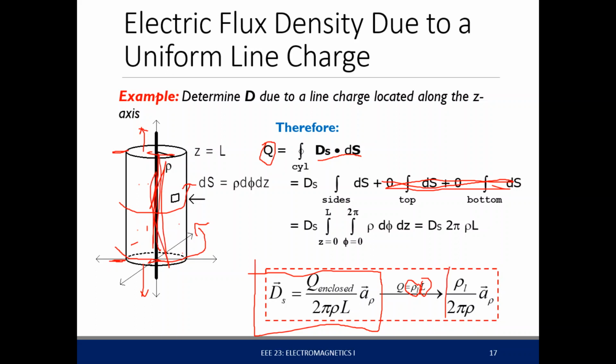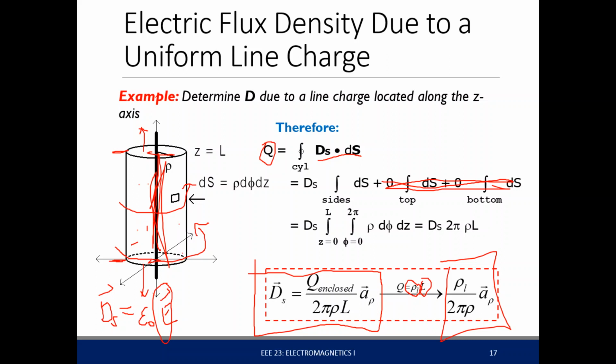Okay? And you'll get this expression right here for your electric flux density. And if we invoke the formula D_s is equal to epsilon naught E, we can solve for the electric field along every point due to the line charge. And you'll see that the electric field expression from here is actually equal to the electric field expression from the previous lecture for a uniform line charge.